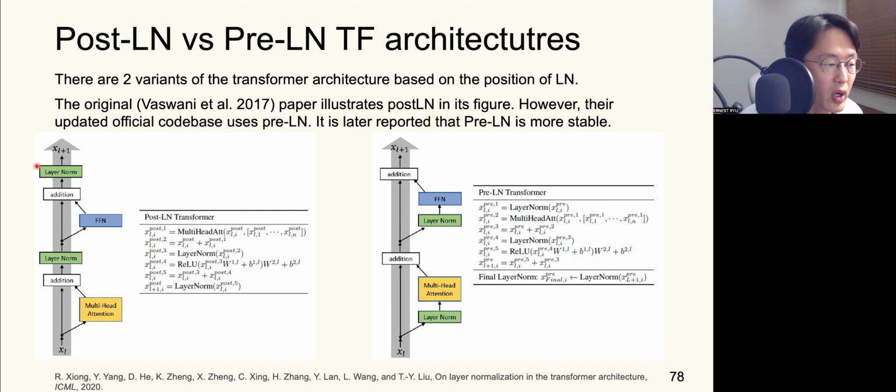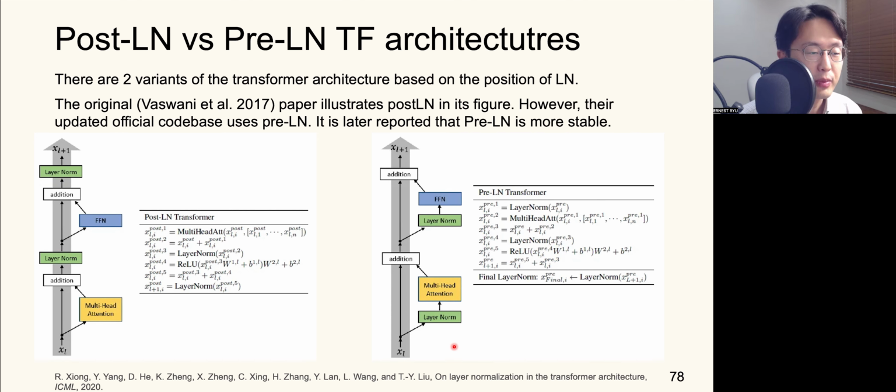It illustrates this post-LN transformer architecture. The post-LN transformer architecture places the layer norm here and here. And that's a slightly different location compared to what we saw in the previous slide. This variant is referred to as the post-LN architecture, but after the publication of the Vaswani 2017 paper, they later updated the official code base, and there they actually use this pre-LN transformer. This is the version of the transformer that we saw in the previous slide.